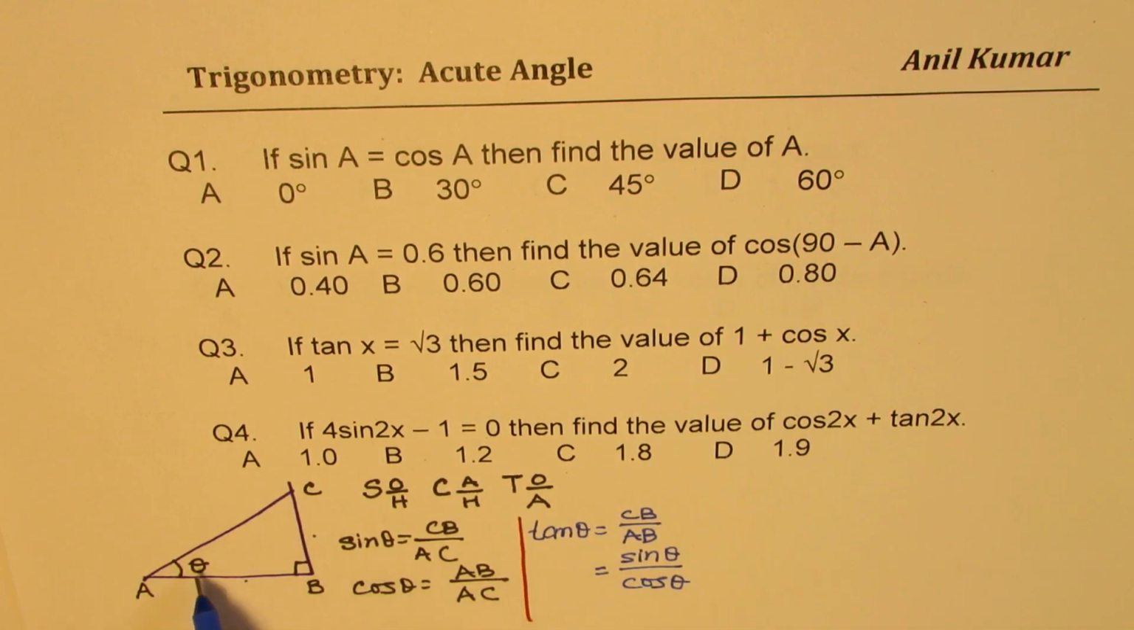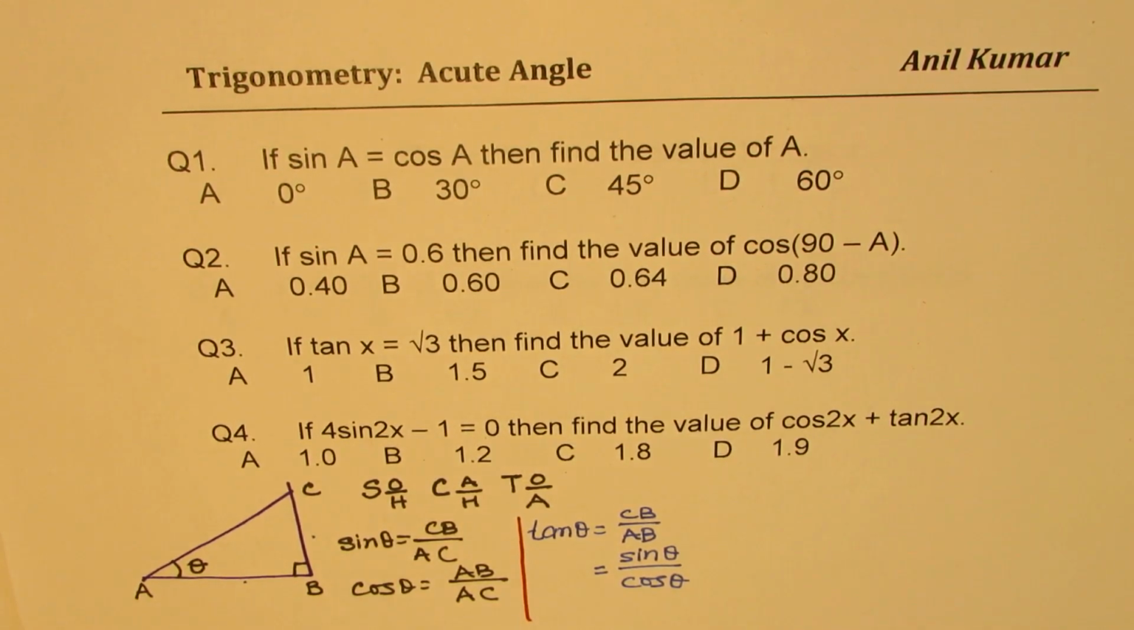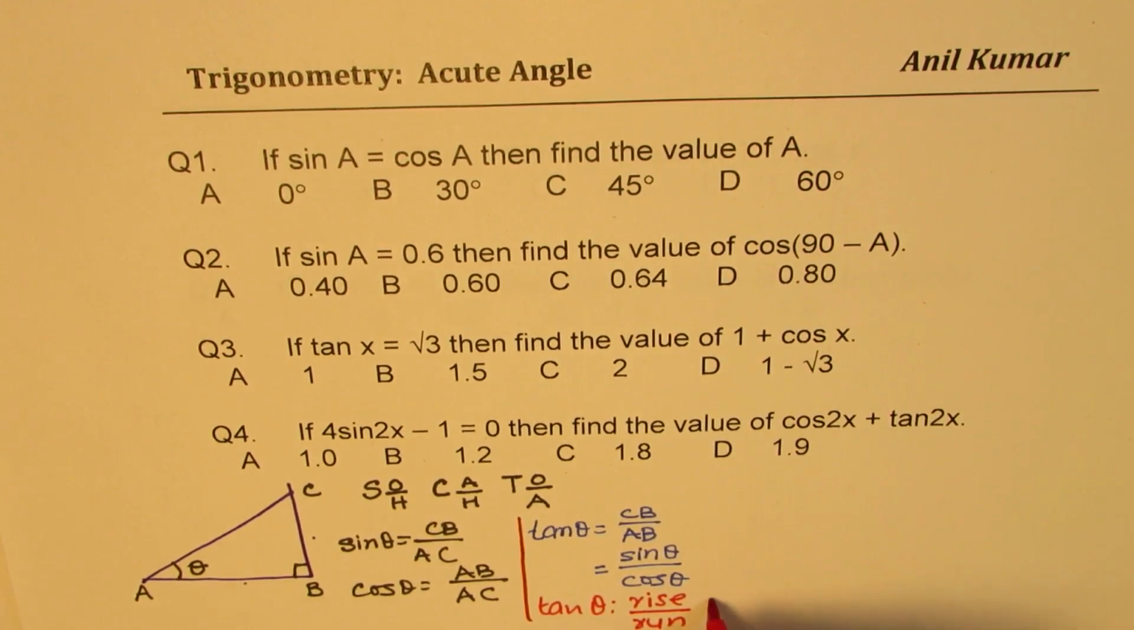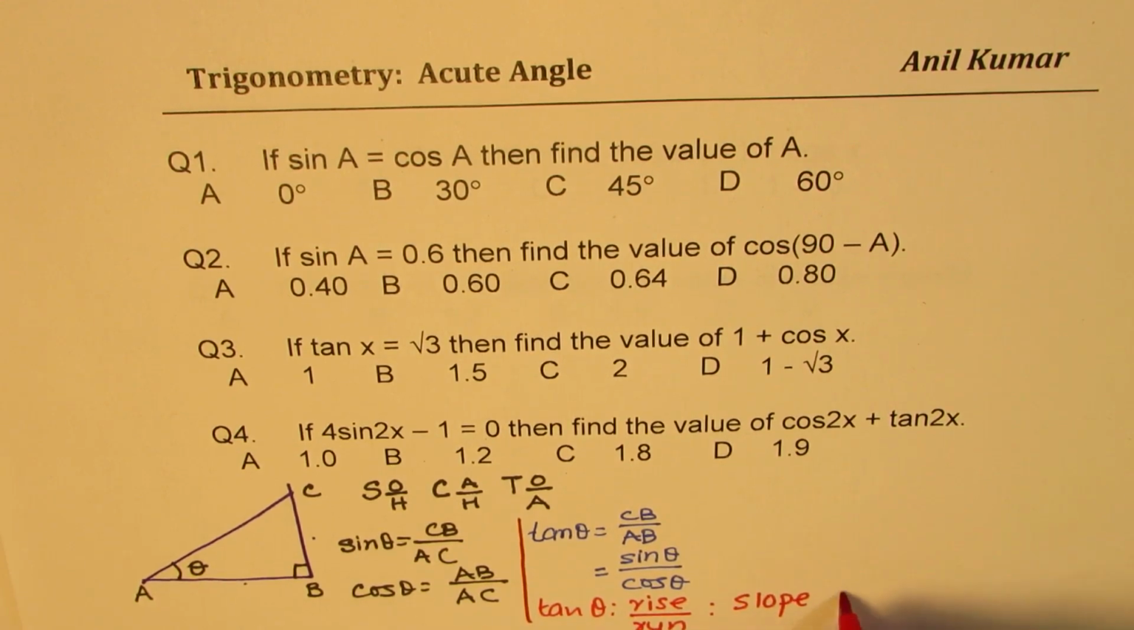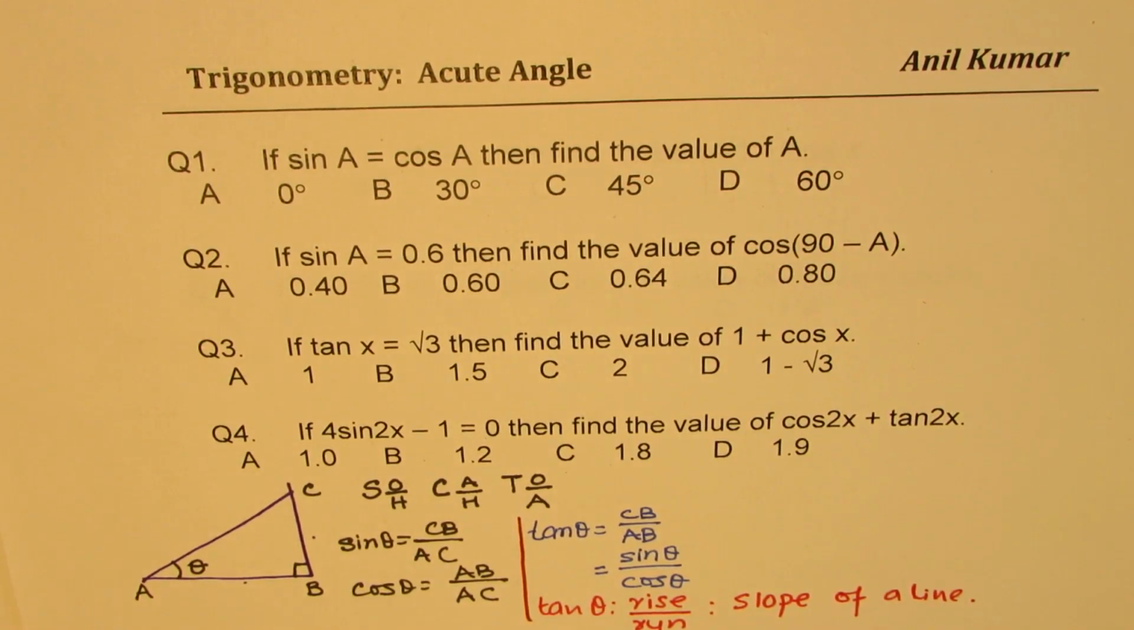In case of lines, this theta also gives you the angle which line makes with the positive x-axis. So sometimes tan theta, which is rise over run, reminds you of, let me write down here in a different ink so that you remember that tan theta also could be seen as rise over run. So that tells you that it is equal to slope of a line. Now these are important things to remember.